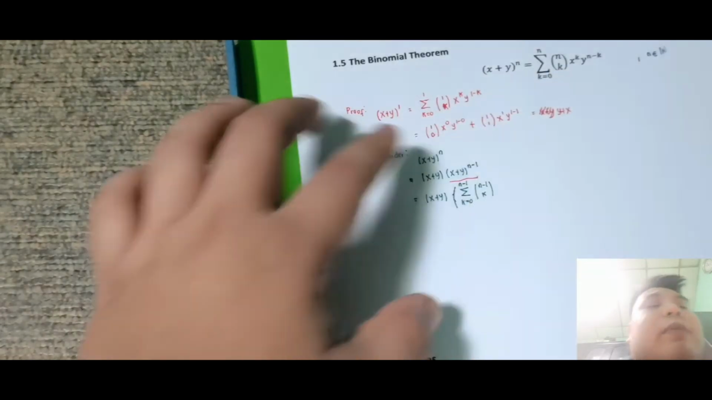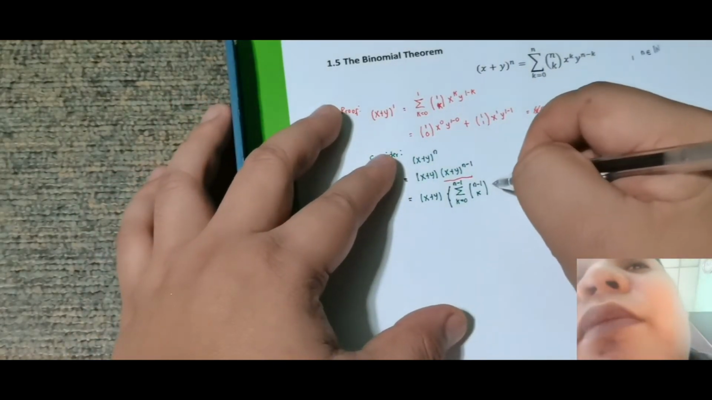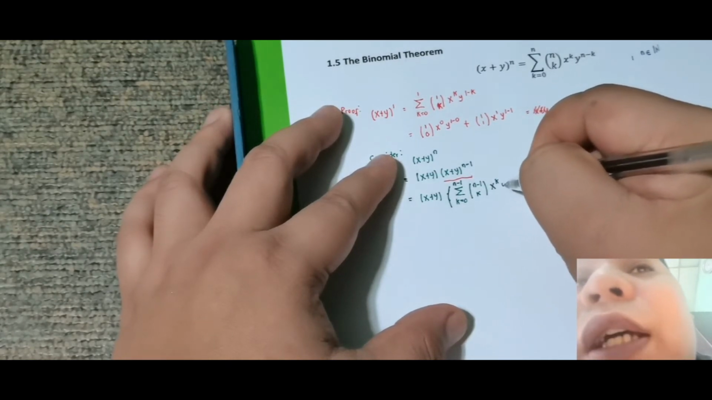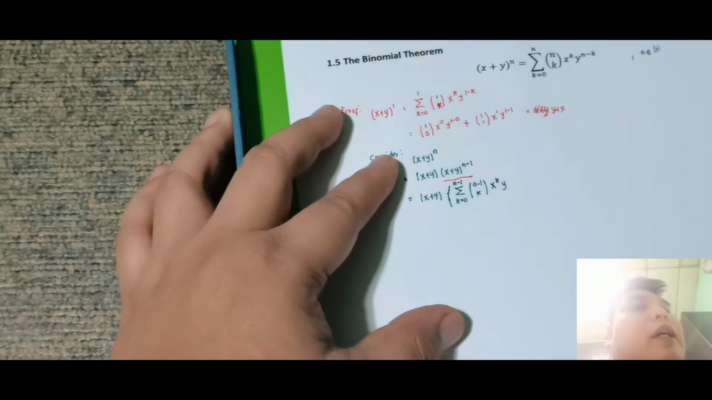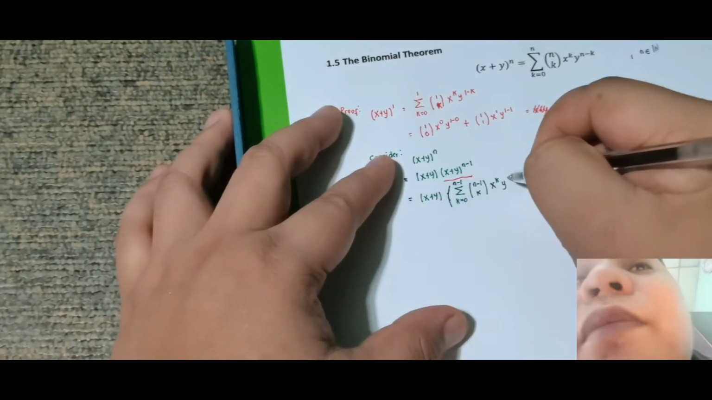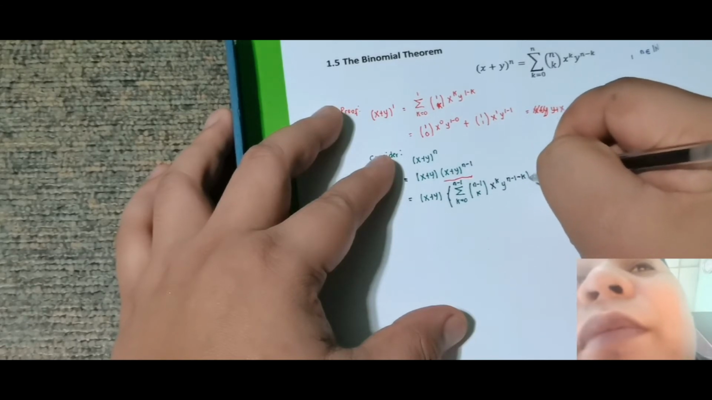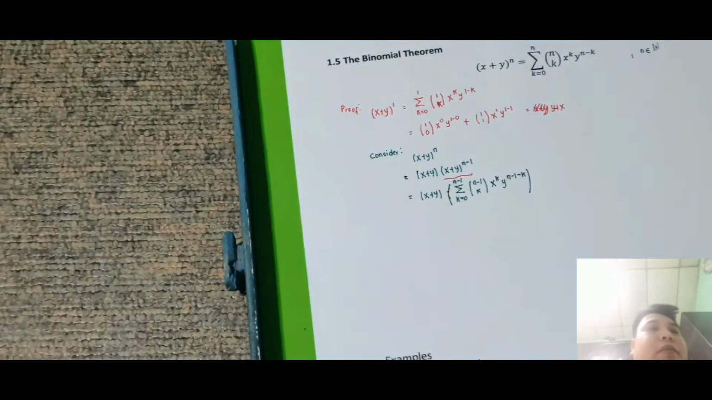Then, x raised to k pa rin. So, similar pa rin naman dito. This is x raised to k. This is y raised to yung n, papalitan natin ng n minus 1. So, that is n minus 1 minus k. Okay, so ganun na mangyayari.